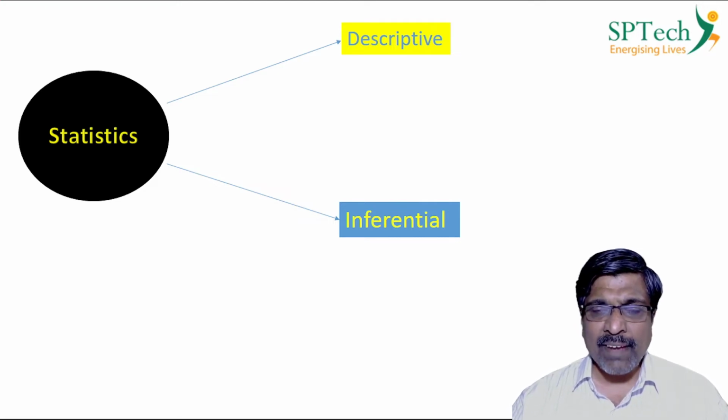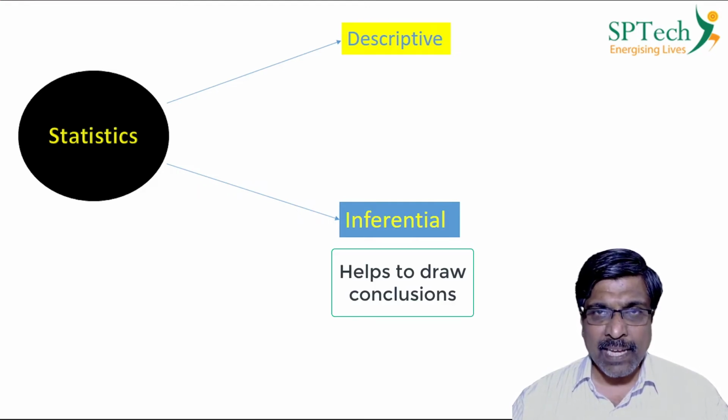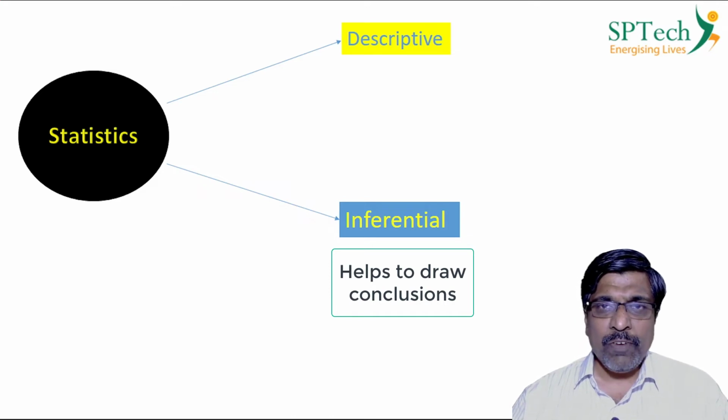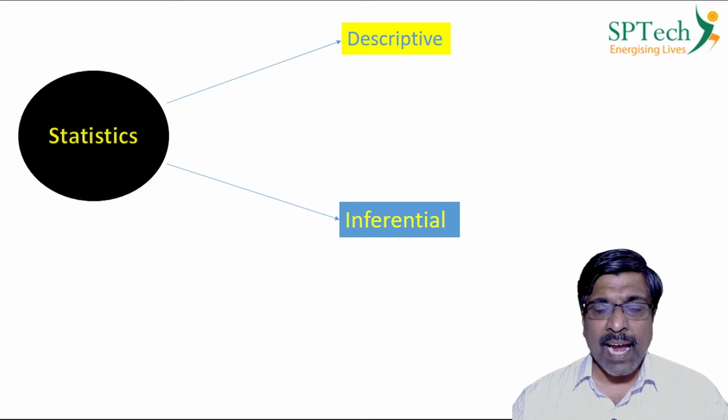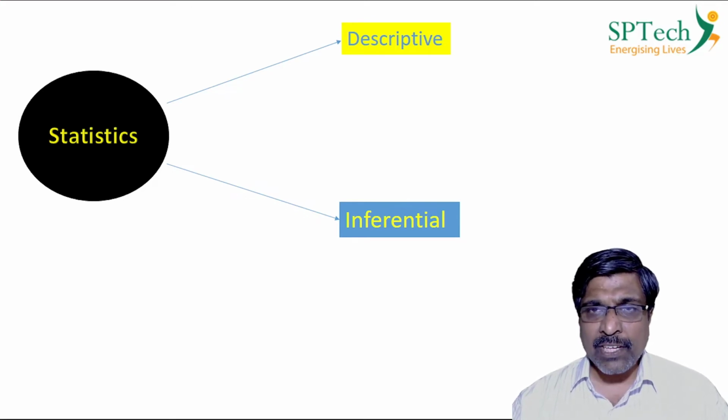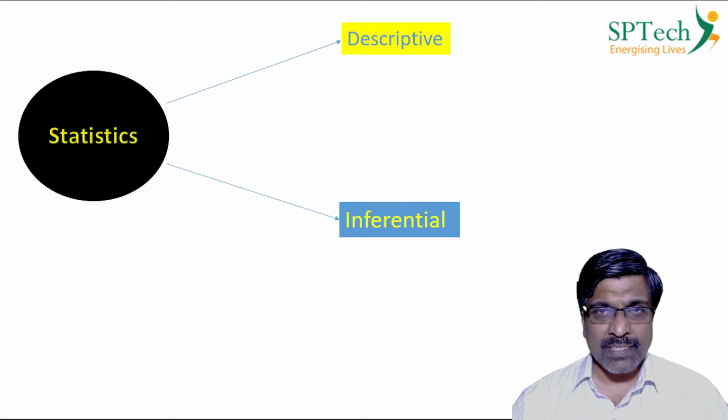On the other hand, we have something called inferential statistics. What is inferential statistics? Inferential statistics helps me draw conclusions, or draw inferences, from data. Now the question is, why do we need inferences? What is the basic idea of using inferences? We use inferences to take business decisions. So statistics, especially inferential statistics, will help us take business decisions.